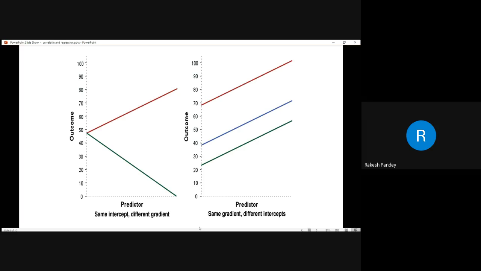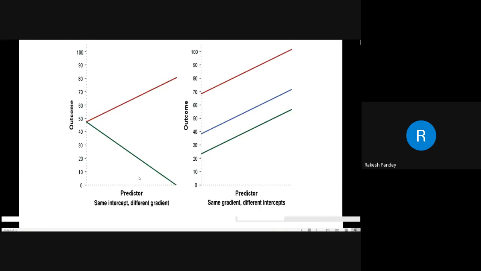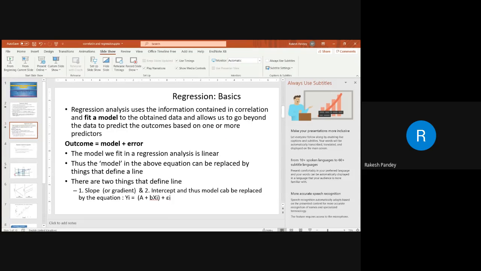In this situation, both regression lines are originating from the same point. So a is the same, but this purple, or whatever color you say, red, whatever you are seeing, is having a positive slope, and this one is having a negative slope. So the slope is different.